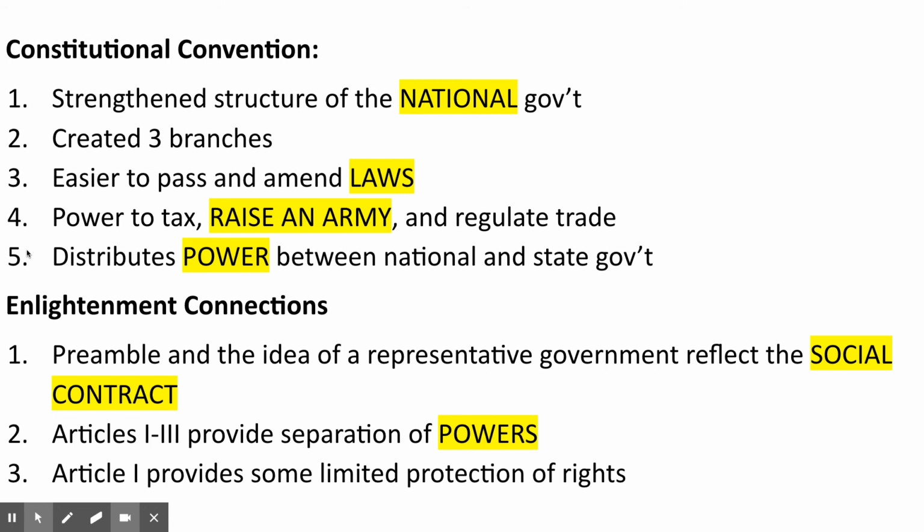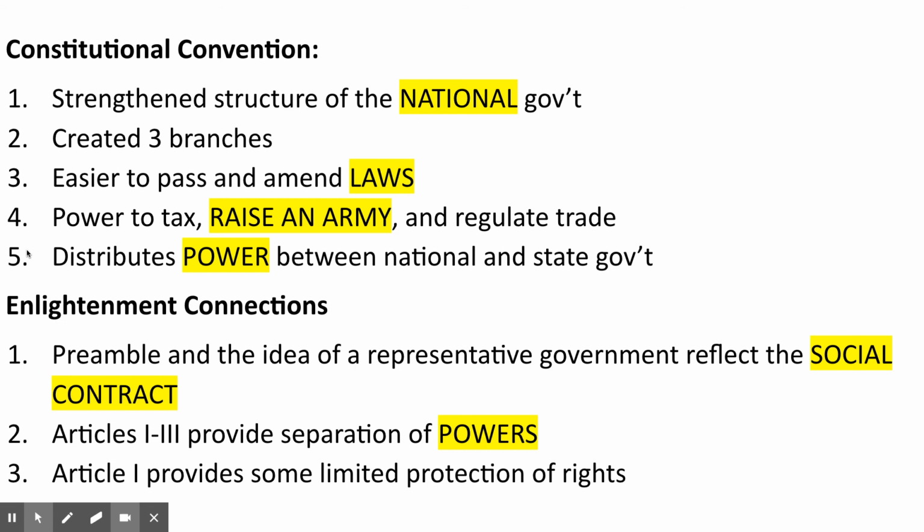Okay, so we have a constitutional convention to basically fix and create a constitution, get rid of the articles. So first thing on there, we strengthen the structure of the national government. We give the national government more power. Okay, we then create our three branches of government. So we say, okay, we just have a legislative. We're going to create an executive, and we're going to create a judicial branch.